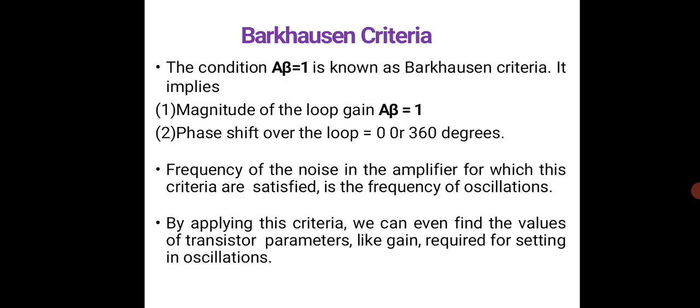Now the Barkhausen criterion. The condition A beta equal to 1 is known as the Barkhausen criterion. This implies the magnitude of the loop gain A beta should be equal to 1 and the phase shift over the loop should be either 0 or 360 degrees. The frequency of the noise in the amplifier for which this criterion is satisfied is the frequency of oscillations. So whenever a frequency is generated and it satisfies this criterion, you call that the frequency of oscillation. By applying this criterion, we can even find the values of transistor parameters like the gain required for setting up oscillations.